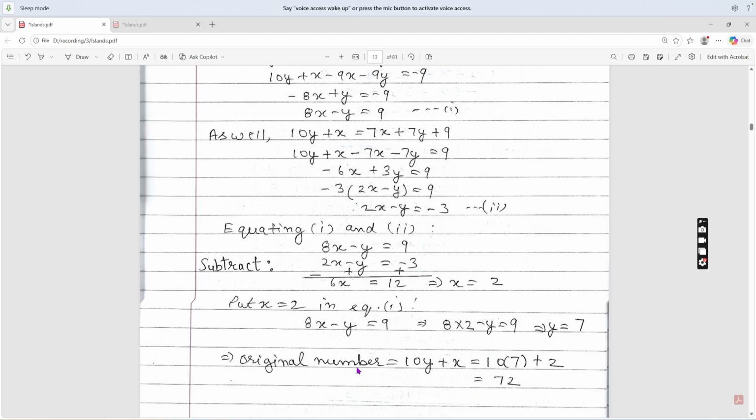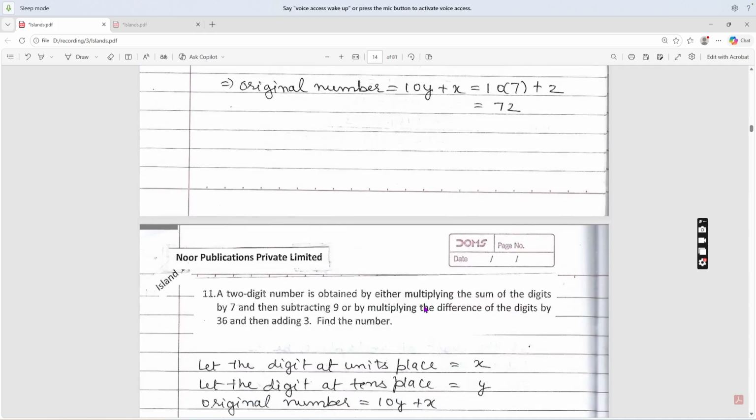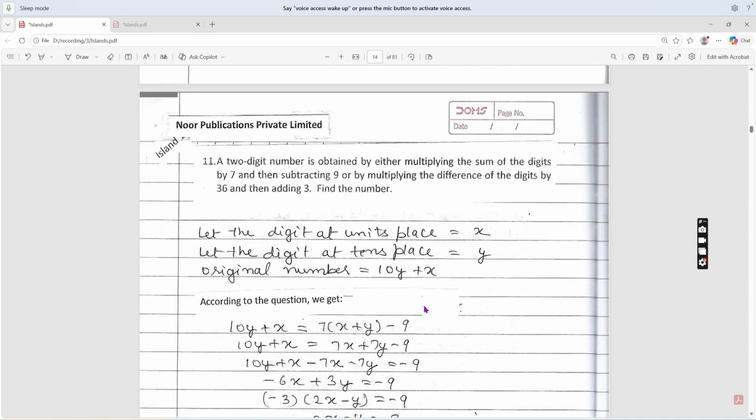So what is our original number? 10y plus x, that is 10 into 7, because y is 7, plus x. And what is x? That is 2. So it is 70 plus 2, that is 72. That is our number.